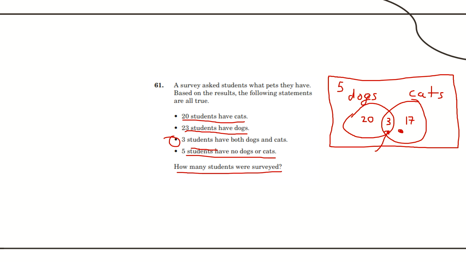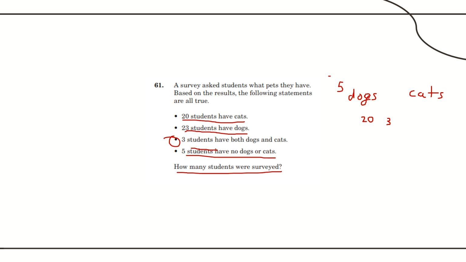So how many students were surveyed? We made sure that there was no overlap, so that would give us 5 plus 3 plus 17 plus 20. That is 8, that's 37, which would give you a total of 45 students surveyed. Alright, great. Let's move on to the next question.